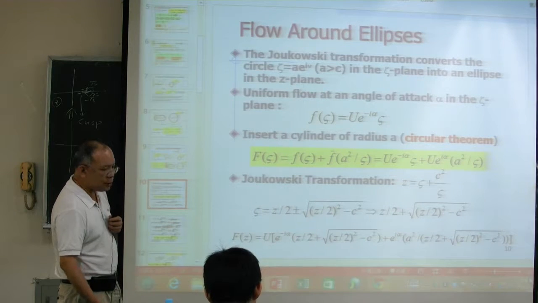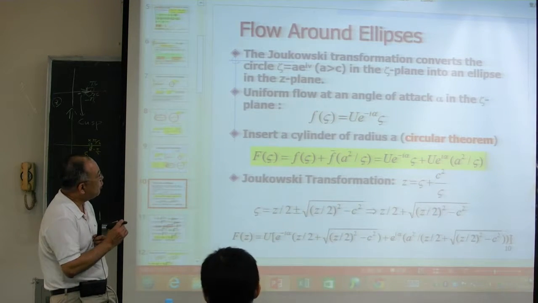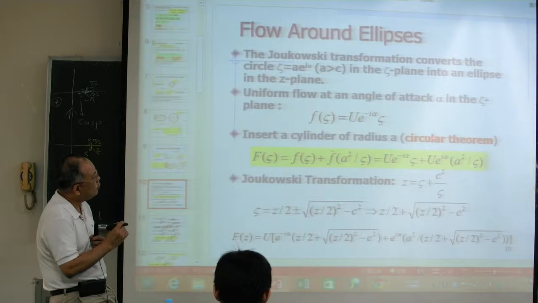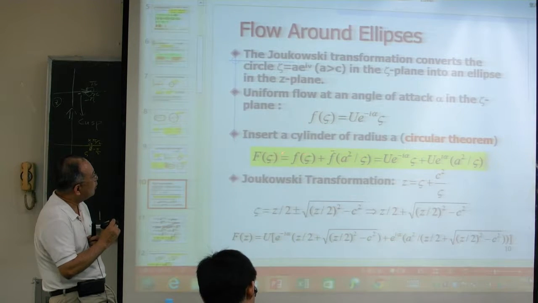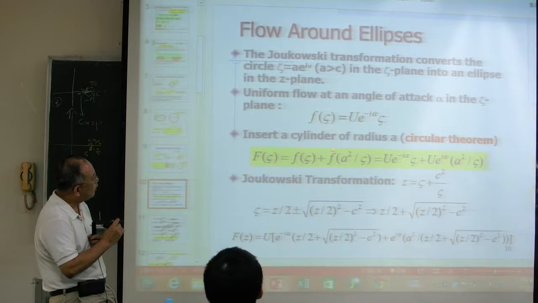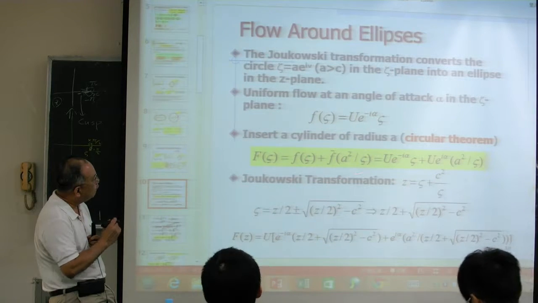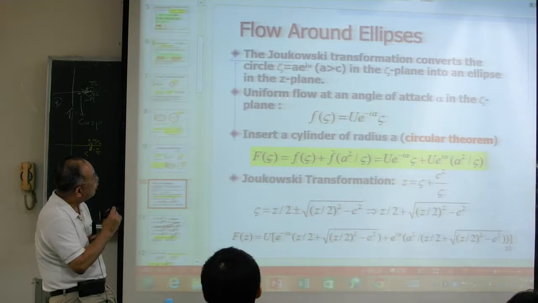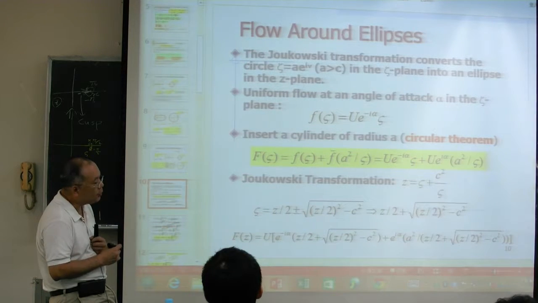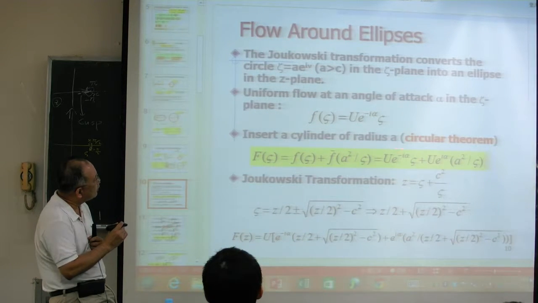So if you want to insert a circular cylinder with a radius A into this flow field, we can use the circle theorem we mentioned before. The circle theorem tells us we can use this complex potential plus the complex conjugate of this complex potential, with the argument changed to A squared over zeta. This combination gives you the uniform flow with angle of attack approaching a circular cylinder. So if you do that, this is U e^(-iα) zeta, right? This is just a copy. This is equal to this.